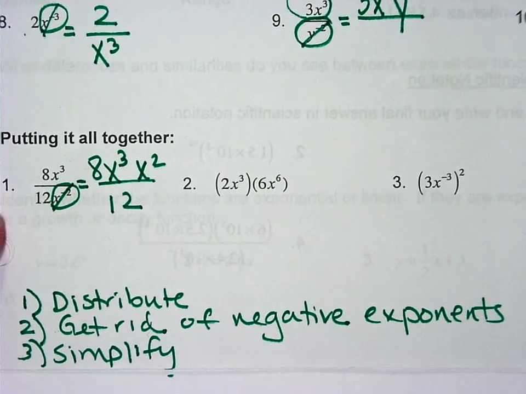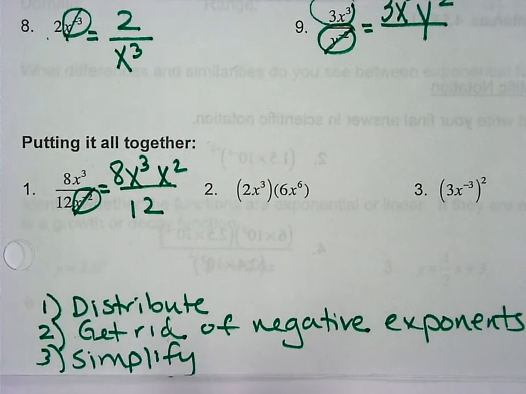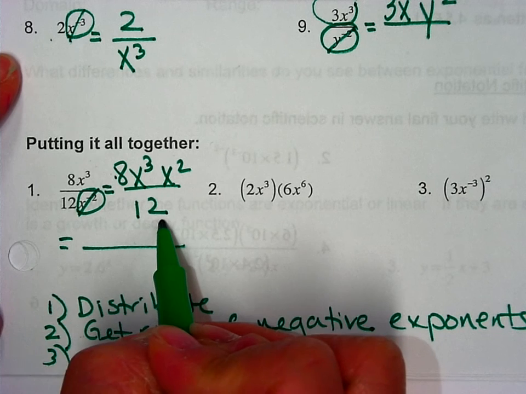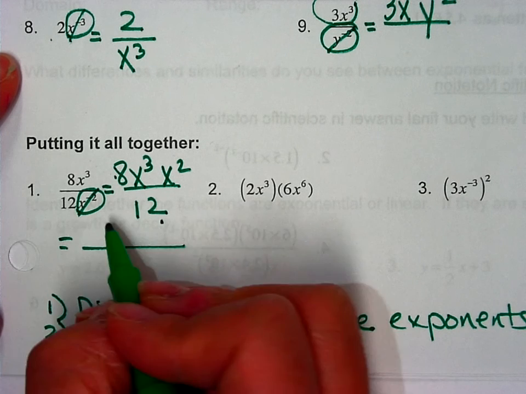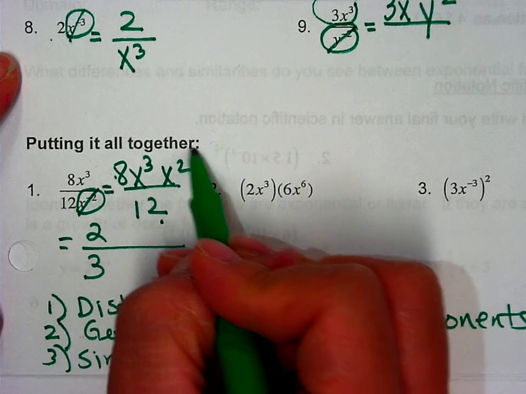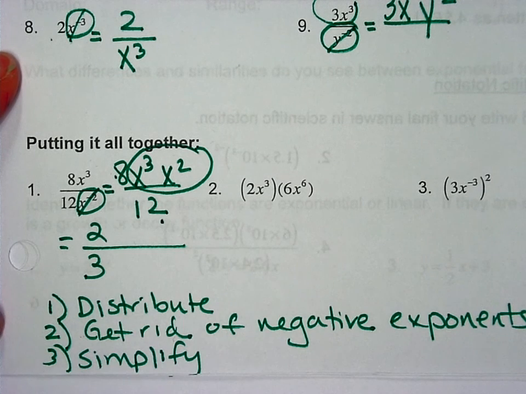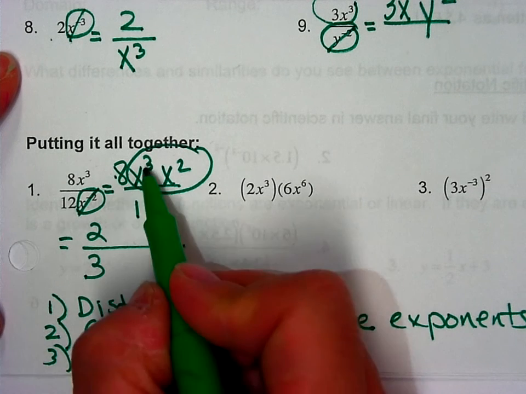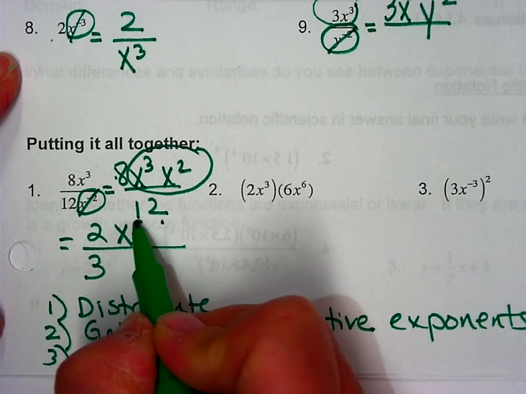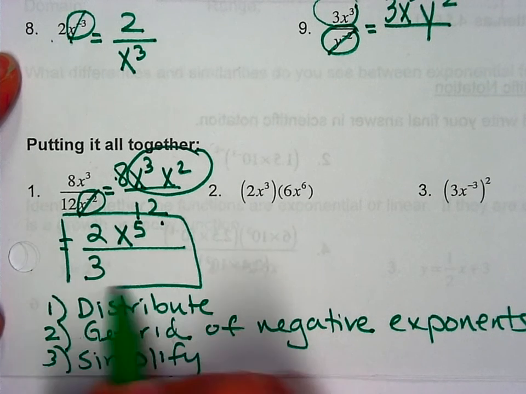Now the last step is to simplify the rest of it. That means do your numbers first, reduce it or multiply if you need to. So I have 8 divided by 12, reduce that on your calculator. 8 divided by 12 reduces to 2/3. And then here is your other property of exponents from yesterday. What do I do with them when I multiply the x's? I add them so you have an x to the 5th on the top. This is my final answer.